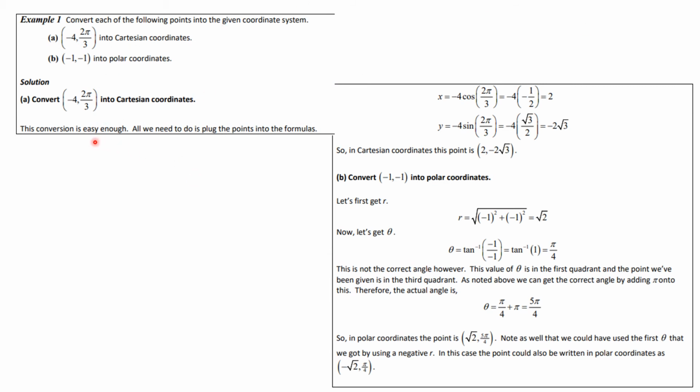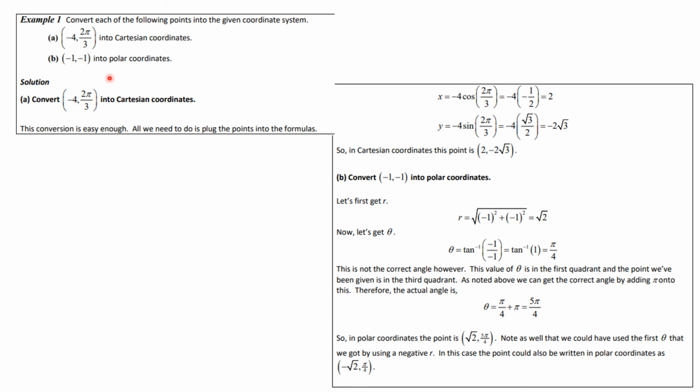Okay, well, we're just using those formulas that I said you should commit to memory. So x is equal to r cosine theta, and the cosine of 2 pi over 3 is negative, so negative 1/2. That is minus 4 times minus 1/2, so that is 2. And y similarly is minus 4 times the sine of 2 pi over 3, and that is negative. So the Cartesian coordinates are 2 comma minus 2 square root of 3.